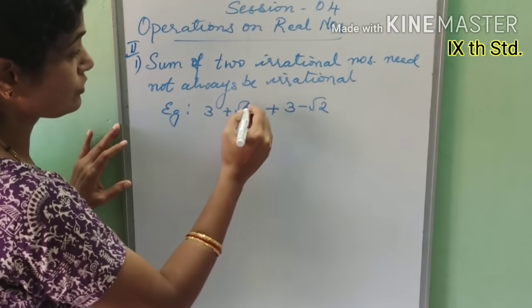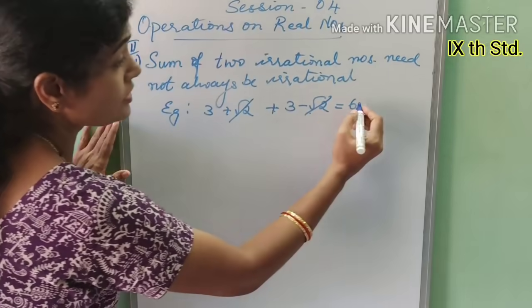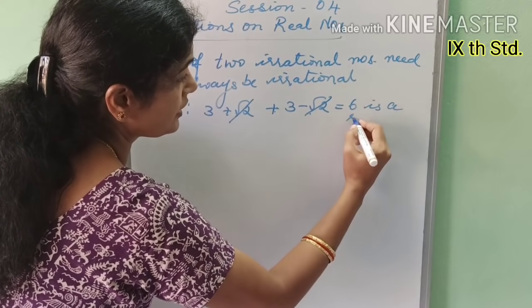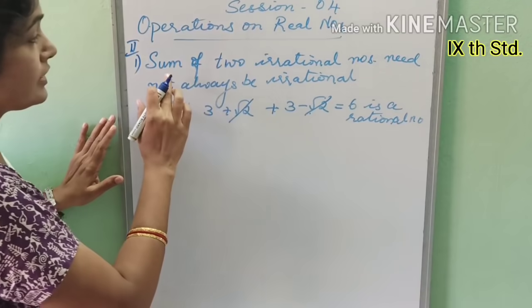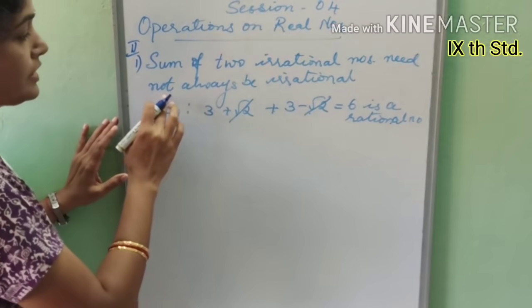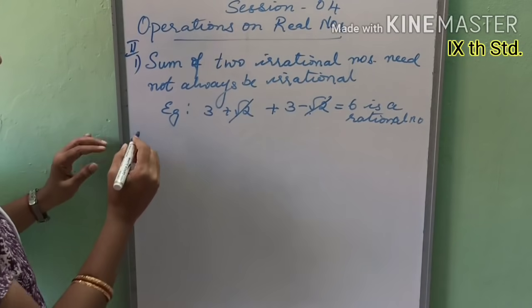The sum of these two: root 2 gets cancelled and 3 plus 3 is 6. So 6 is a rational number. That is why I said that the sum of two irrational numbers need not always be irrational. Here it is leading to a rational number.